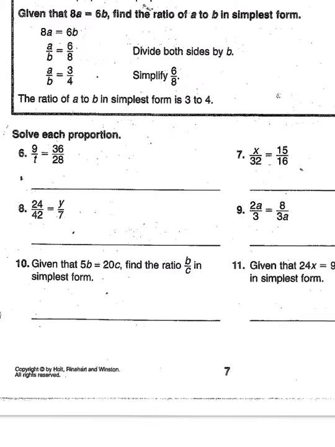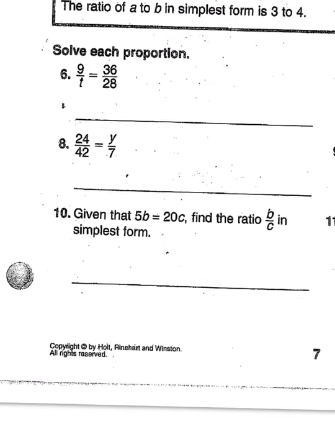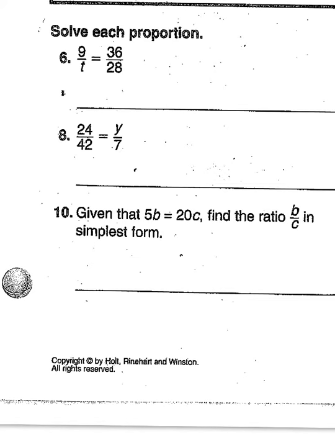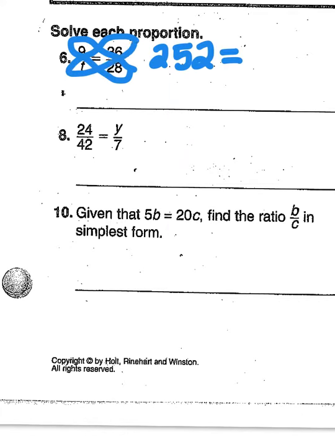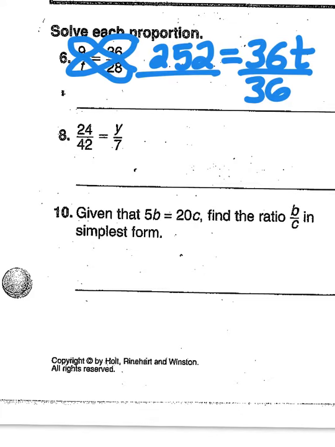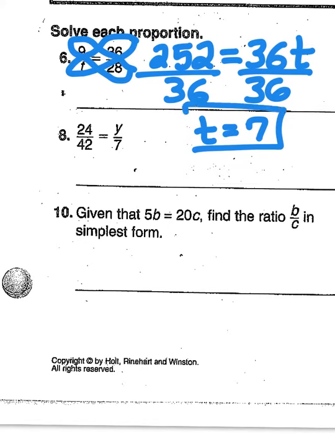So if we do that for problem number 1, well, actually number 6. So in number 6, we multiply the extremes. So what is 9 times 28? 252? Yes. Perfect. Okay. Now, what about the product of the means? 36, in this case, t, right? And then you just solve for t, which in this case, divide both sides by 36, and you got 7, sir? Yes. Okay. And that's the answer.